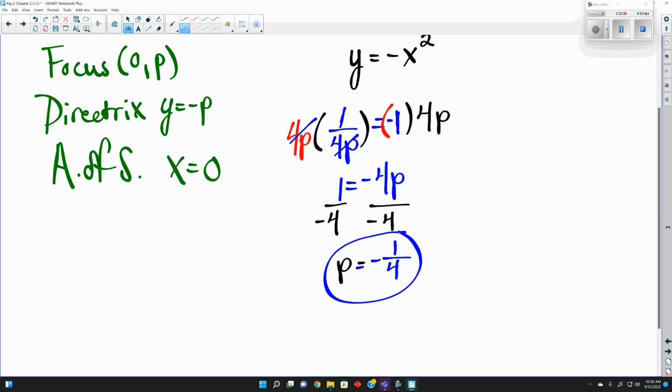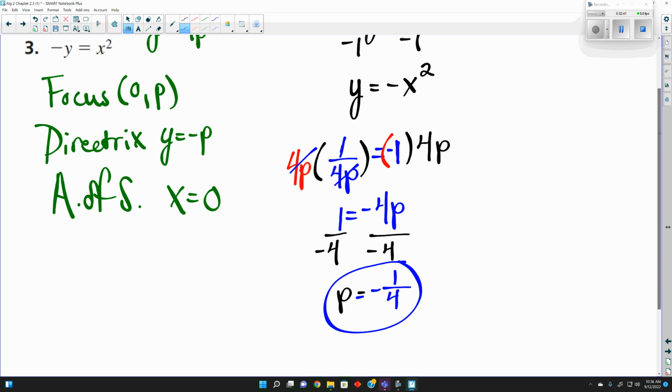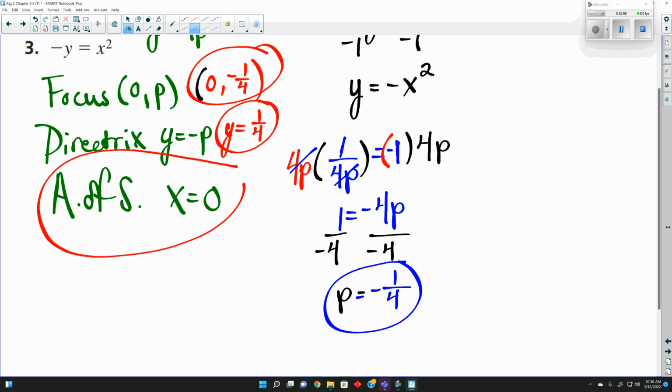Plug it back in. So our focus is going to be the point 0, comma, negative 1/4. The directrix is y is equal to 1/4. Questions on this here?